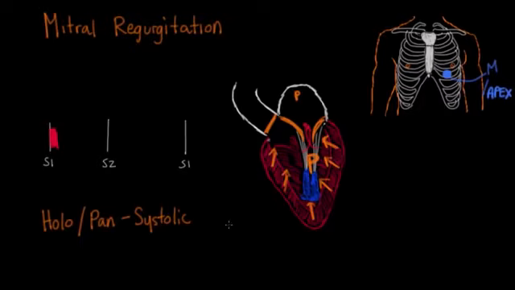Now as soon as the heart begins to eject blood, this aortic valve opens right up and blood comes out this way. But because the pressure remains higher in this ventricle than the atrium the whole time, you actually get flow through this regurgitant valve throughout the entire cycle.